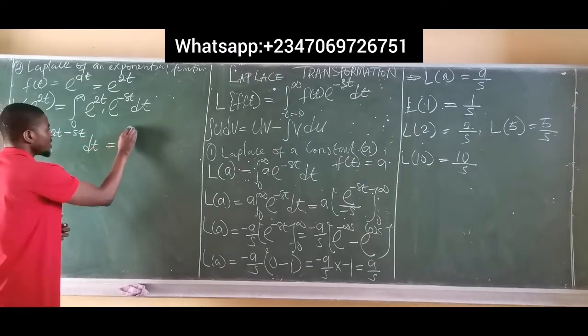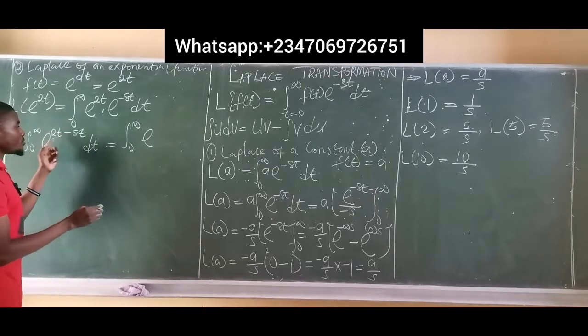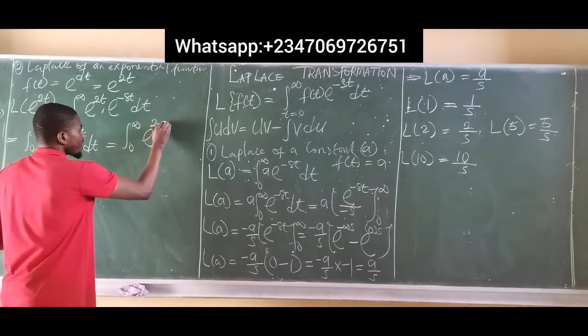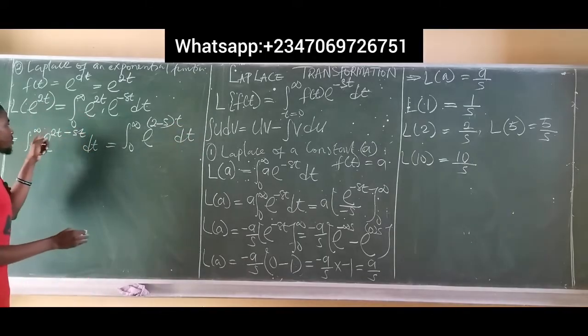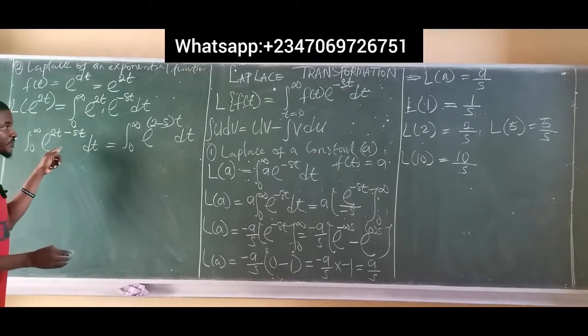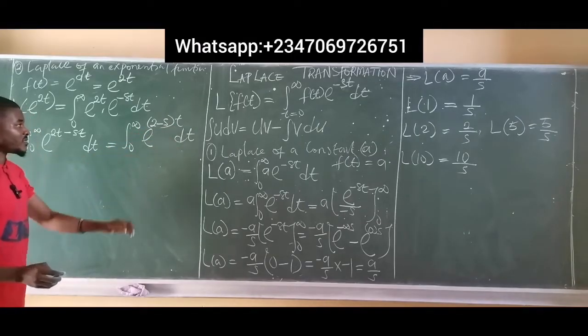So this is actually integral from 0 to infinity of exponential, and of course t is common between them. This becomes 2 minus s times t, dt. We just factor t because t is common between the two of them. So it becomes exponential of 2 minus s times t, and times dt. You have this.